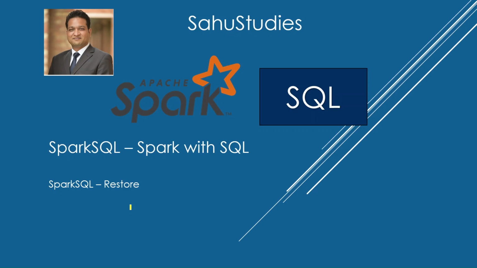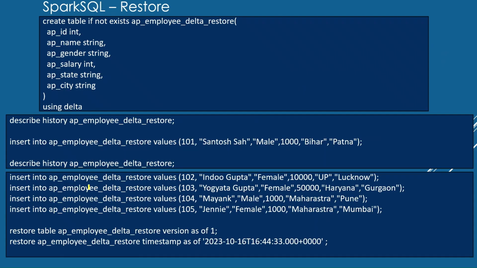In this video, we can see how we can restore a table in SparkSQL. So in this exercise, I am creating a table. The name of the table is this one. I am defining 6 columns and their data types. The table is of Delta data type.